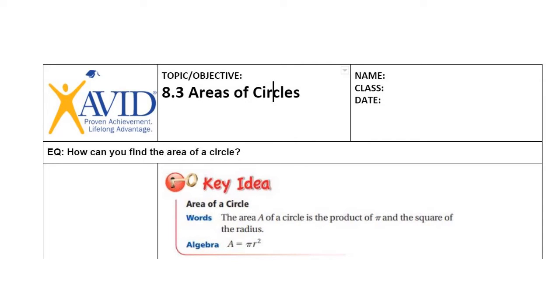Hi guys! In this section we are talking about the area of circles. Just so you know, in the title I spelled circles wrong, so I fixed it here, but on your notes it says circles. So let's go ahead and take a look at the formula. Right here we have area equals pi times r squared. So we're using radius, not diameter, and we have to square it.